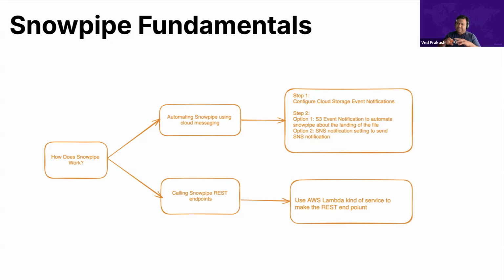So there are two ways to trigger the Snowpipe. One is automating Snowpipe using a cloud messaging service like SQS, SNS, or Cloud Function, or calling a Snowpipe REST endpoint. If you're calling a Snowpipe REST endpoint, you use a service like AWS Lambda to make the REST endpoint call. Or if you're using automated Snowpipe with a cloud messaging service, then you configure cloud storage event notification, S3 event notification, to tell Snowpipe about the landing of the file, or SNS notification settings to send an SNS notification.